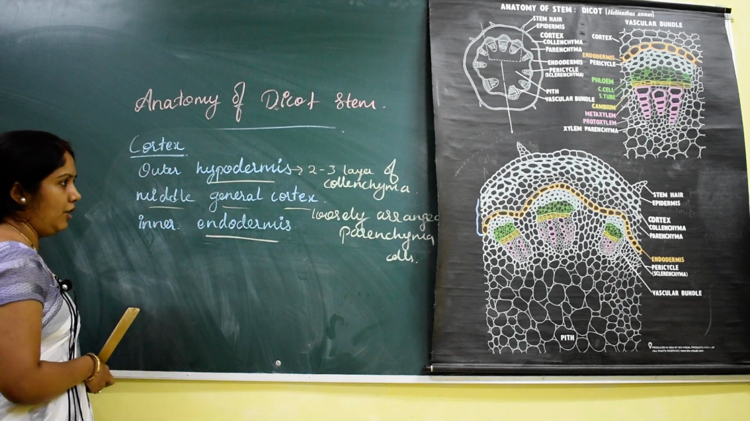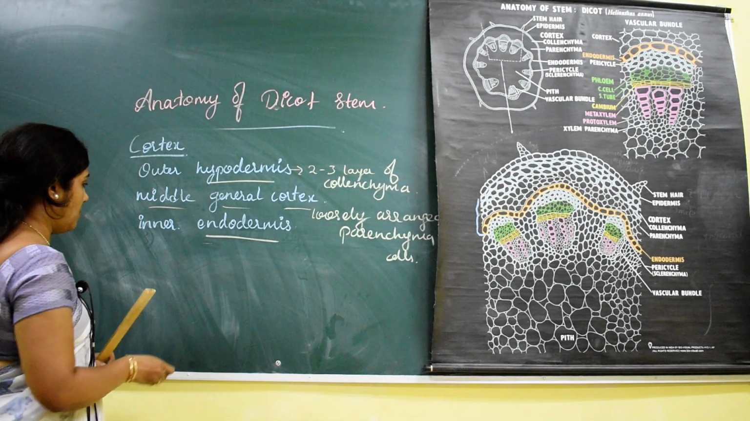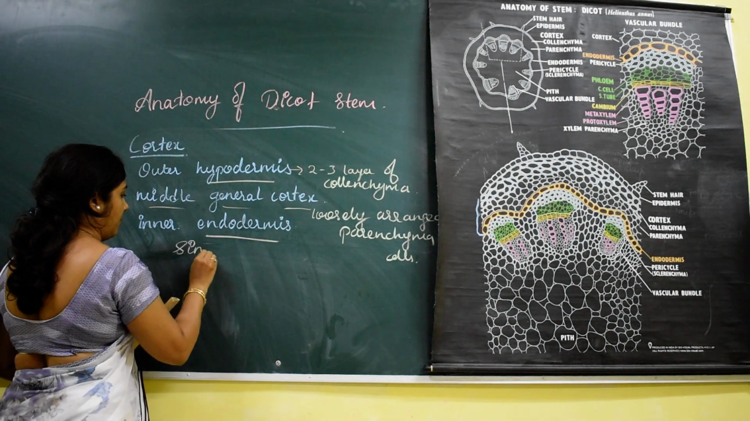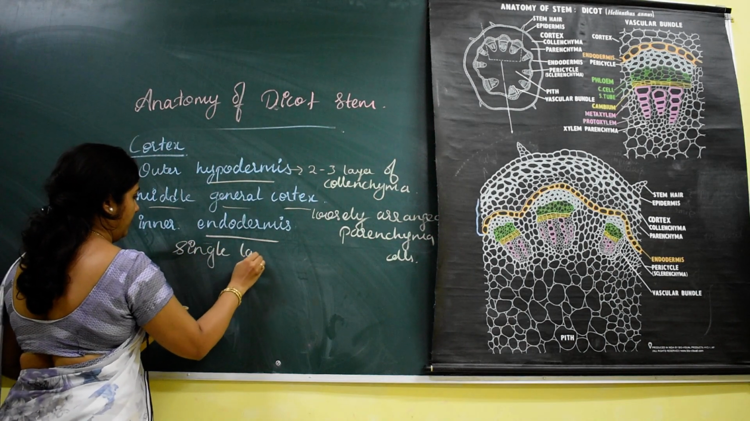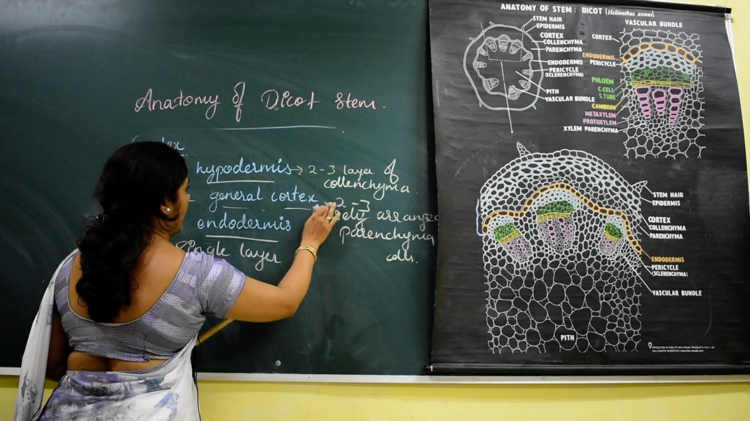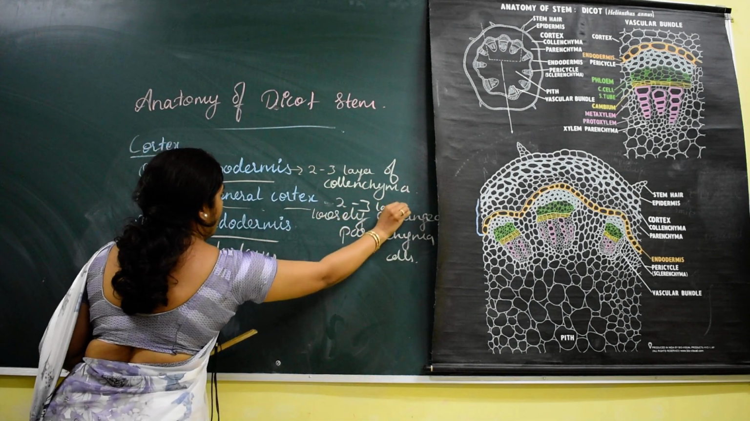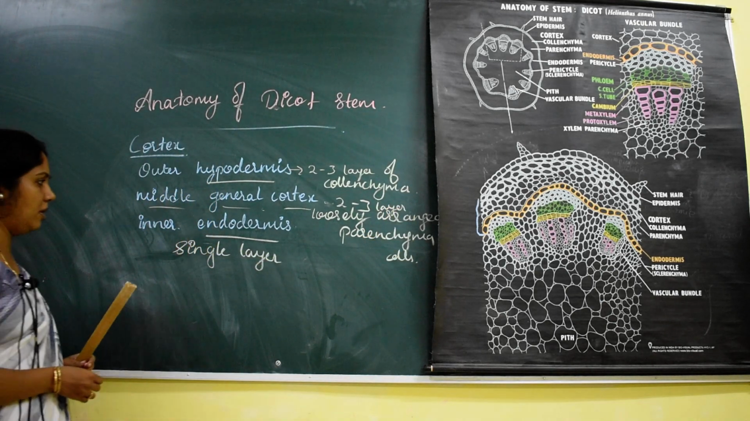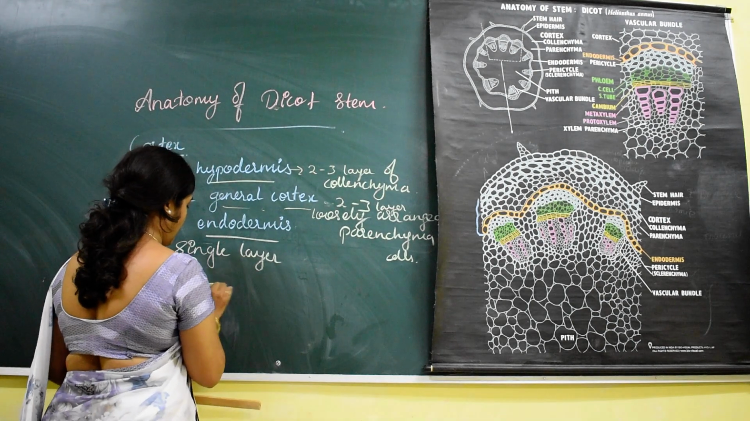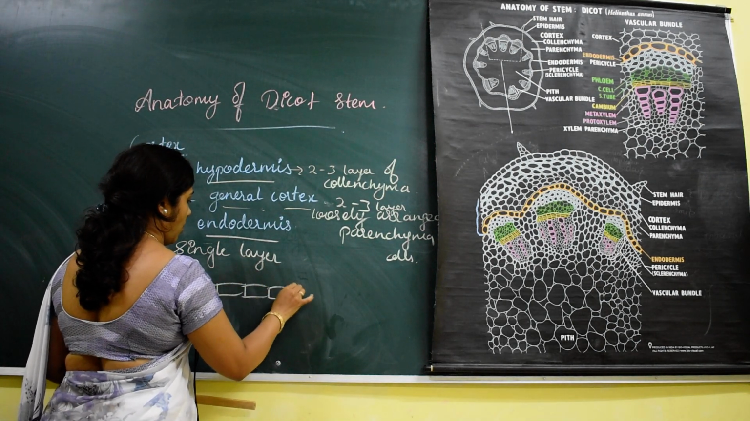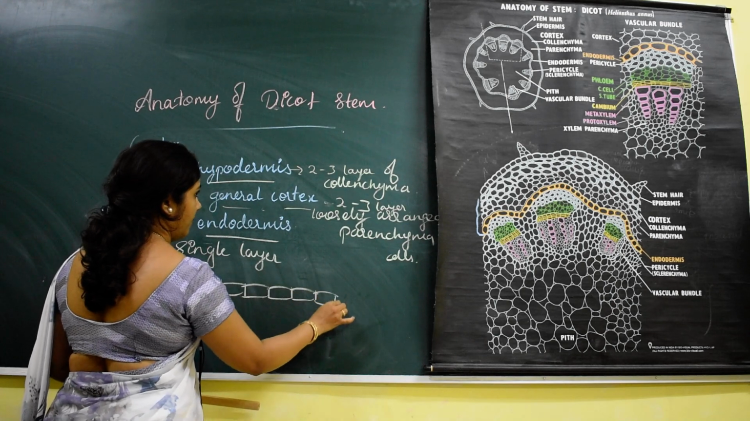Next, moving on to the endodermis. The endodermis is made up of a single layer. Whereas the general cortex is made up of 2 or 3 layers. Whereas here, the inner endodermis is made up of a single layer of barrel shaped parenchyma cells, which are compactly arranged.